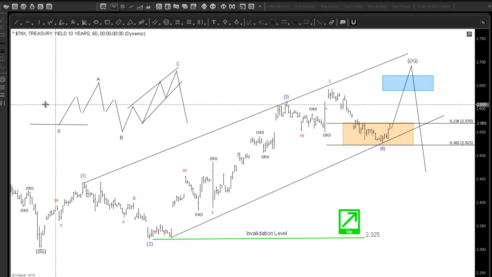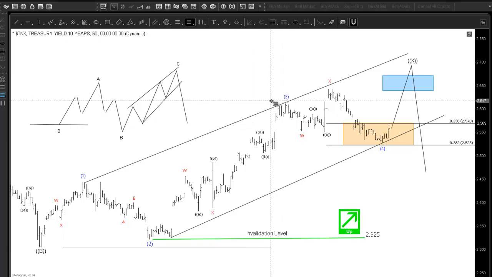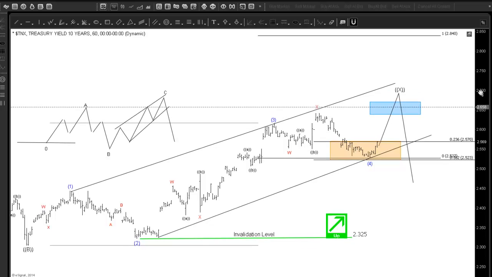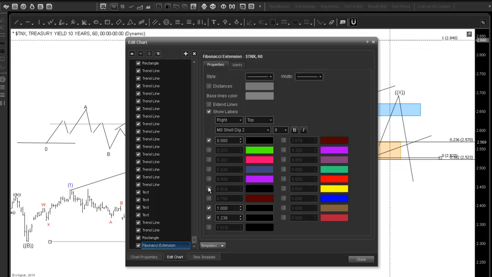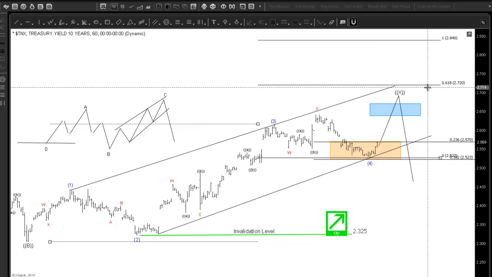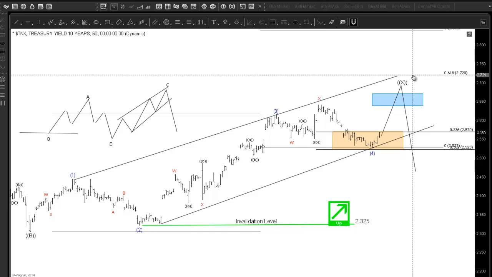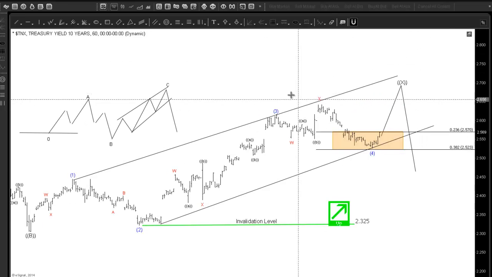If that level is exceeded, then you look at the 0.618 extension of wave 1 plus wave 3, which is going to take you around this area here. But you would look at that once you have exceeded your inverse fib extension area or the 5 equals 1 target. Then you would look at this level here, 2.72, for completion of wave 5 and wave X. So that's your area on the upside.